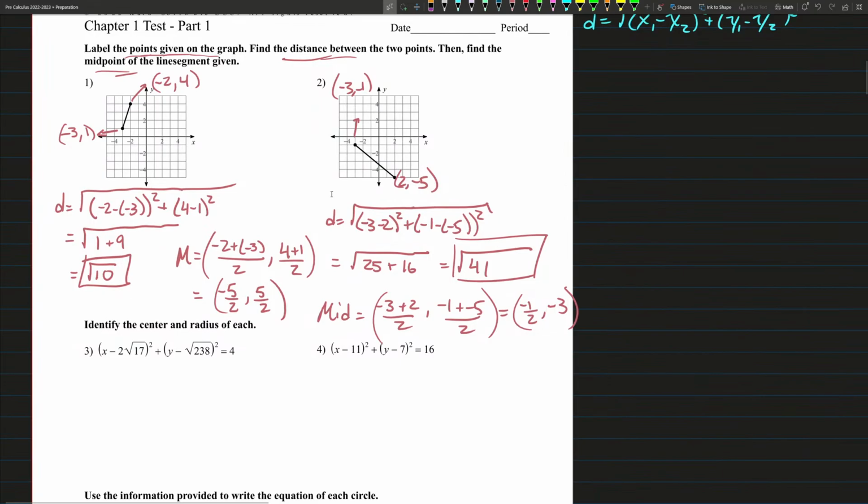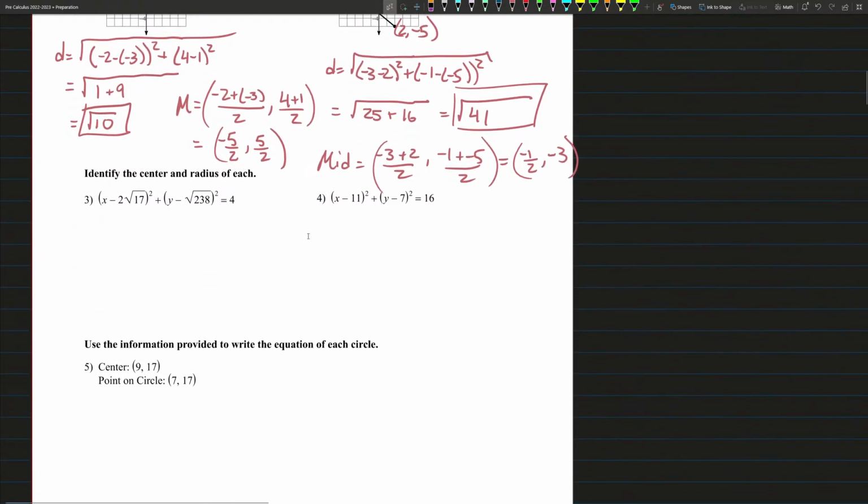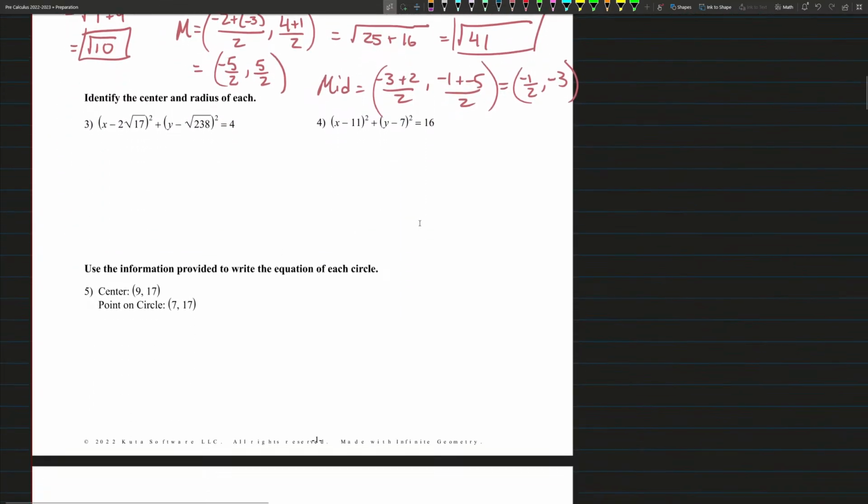Okay, so that was the first two questions. Again, these should be relatively easy on the first page. Identify the center and radius of each. So if you remember, the equation of a circle is x minus h squared plus y minus k squared is equal to the radius squared, where hk is the center.